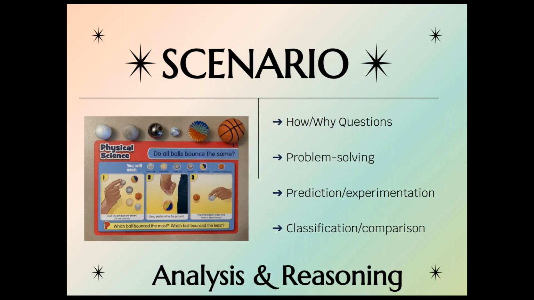So we can see that we could say, how do all these balls bounce? Or why do you think they all bounce differently? Or we can have a problem. I have a problem. I want to keep all the balls on the table, but they keep rolling off. Why do you think that is happening? How can we fix that? And then we can have prediction and experiment. Even if you have a series of tubes, which ball do you think will fit and why? Which ball do you think will roll the furthest and fastest?